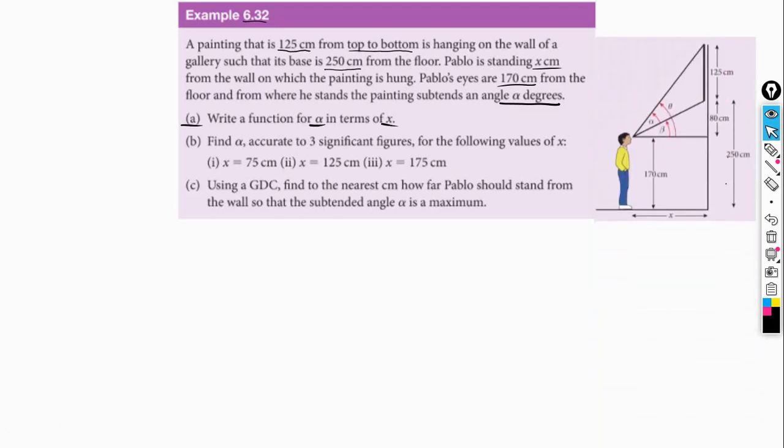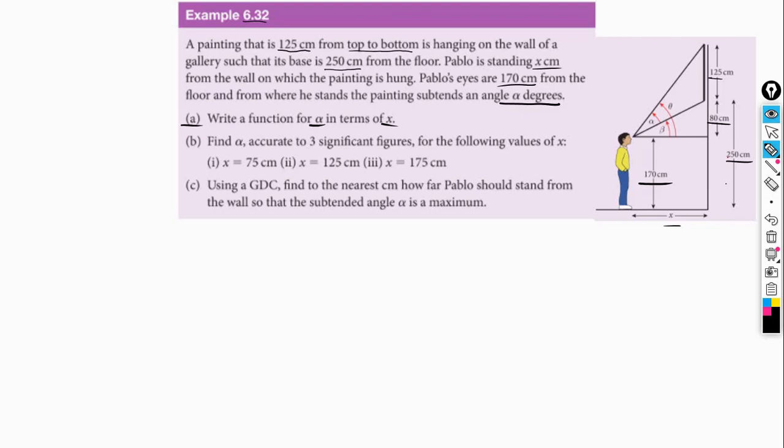So this is what the sketch should look like. Now notice that we have all the information here. First of all, we have the height to Pablo's eyes, which is 170 centimeters. We have the distance from Pablo's eyes to the wall, which is x. We have that the painting is 125 centimeters wide. We have that the base of the painting is 250 centimeters from the floor, and that implies that from Pablo's eyes to the base of the painting, there is 80 centimeters.